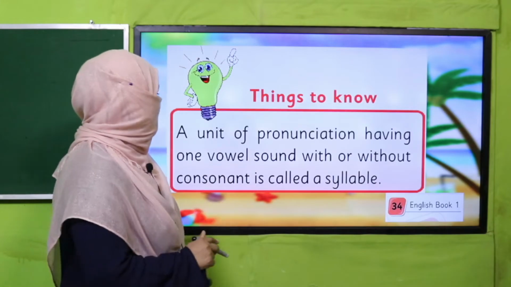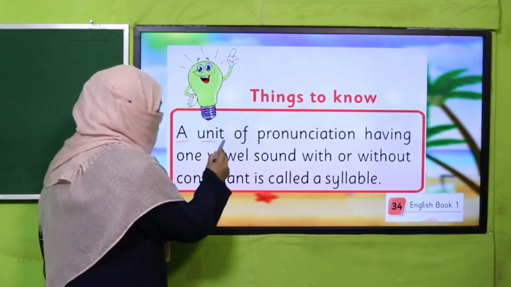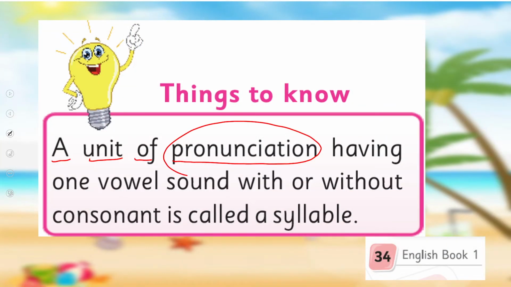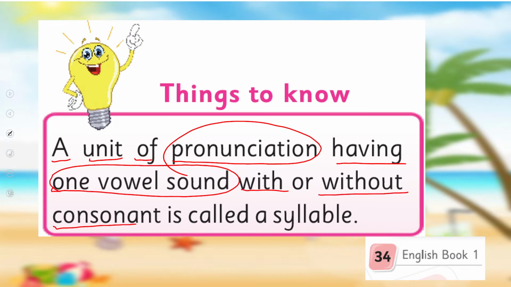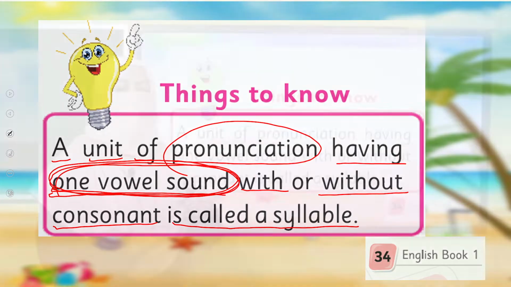So the syllable is basically a unit of pronunciation having one vowel sound, with or without consonants. So one vowel sound is one syllable. Be careful what the definition is telling us: one vowel sound. It doesn't mean one vowel, one letter.